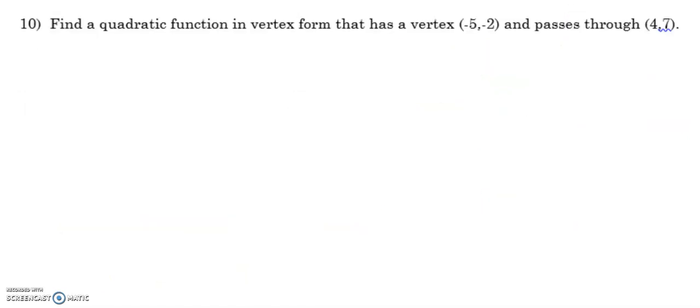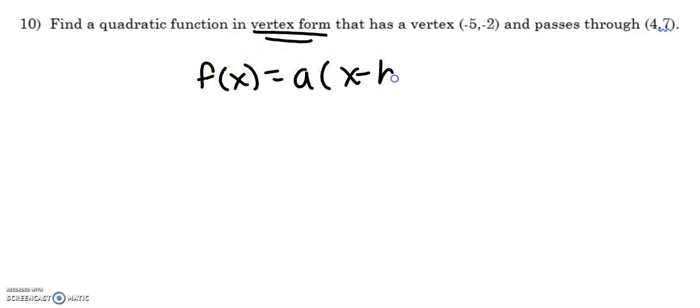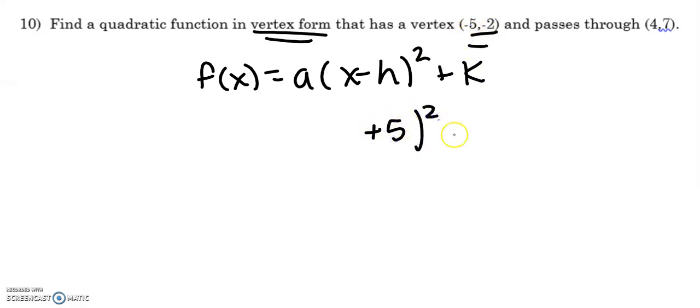All right, last one for this video, find a quadratic function in vertex form. That vertex form, it just keeps coming back. So f of x is going to be equal to a times x minus h squared plus k. Well, I know my vertex is negative 5, 2, so this is going to become plus 5, and this is going to become minus 2. I don't know what a is. I know that my x value is 4, and I know that my y value is 7. So a is the last thing I have to solve for.